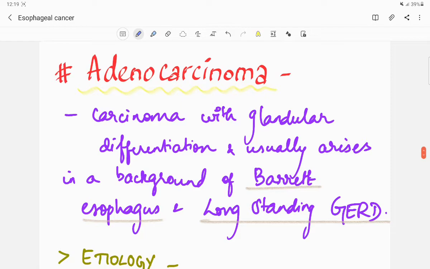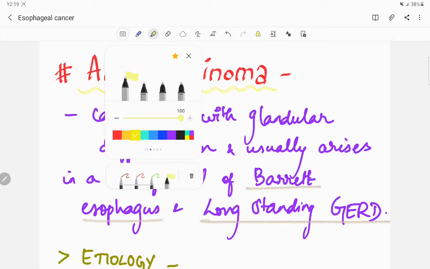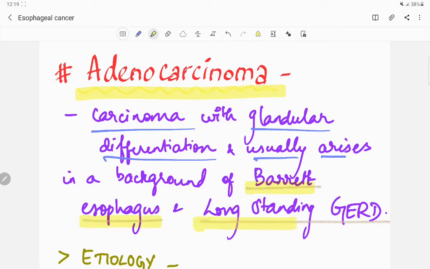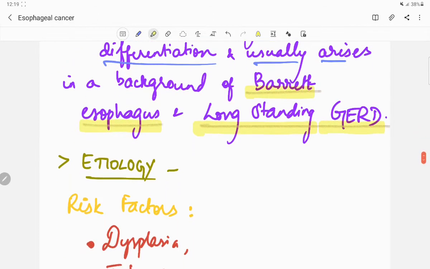Now coming to the next type, adenocarcinoma esophagus. Adenocarcinoma is a carcinoma with glandular differentiation, and it usually arises in a background of Barrett's esophagus and long-standing gastroesophageal reflux disease.